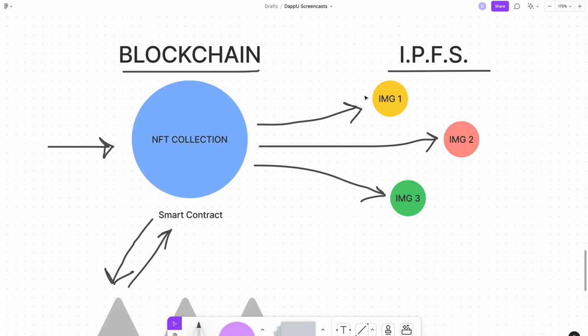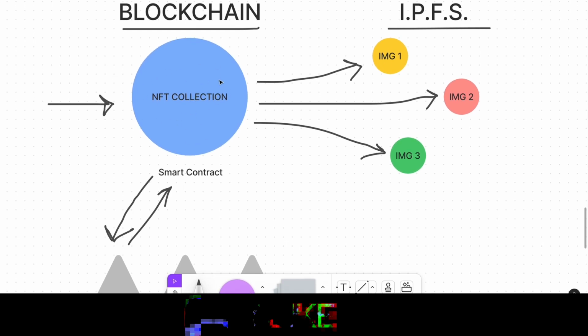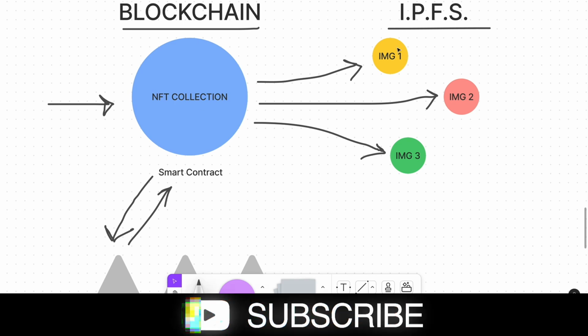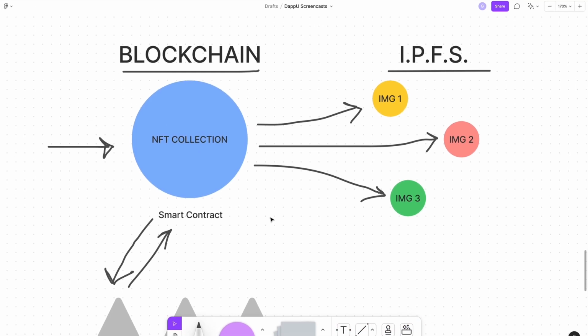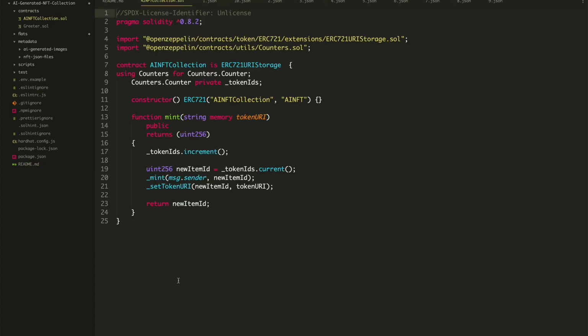Now that we've got the NFTs, at least the images and the metadata, on IPFS, let's put the NFT smart contract on the blockchain and point it to each of these images. So we've got this part done, and now we're going to do this part. Let's go to our project, and you're going to see the source code for the smart contract. You can look at contracts, AI NFT collection.